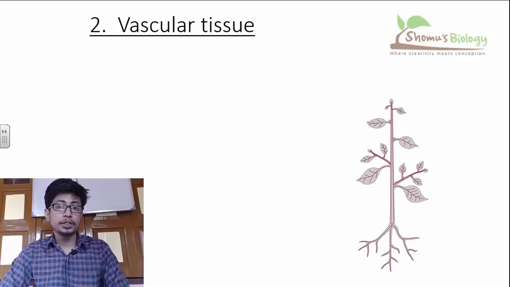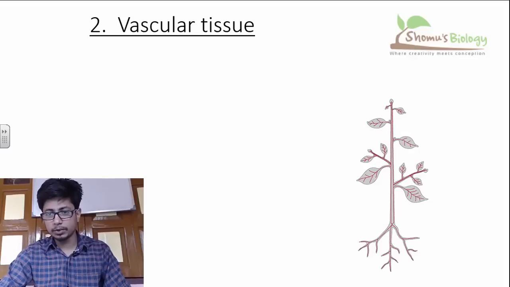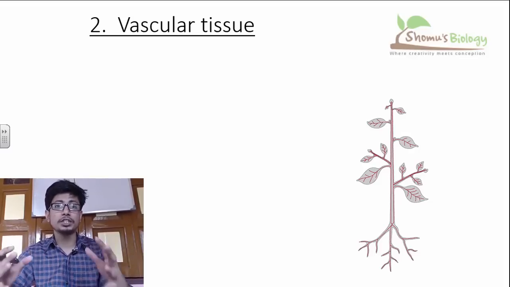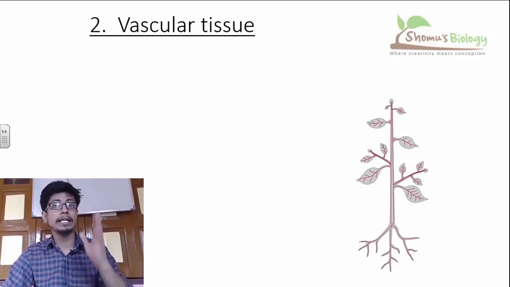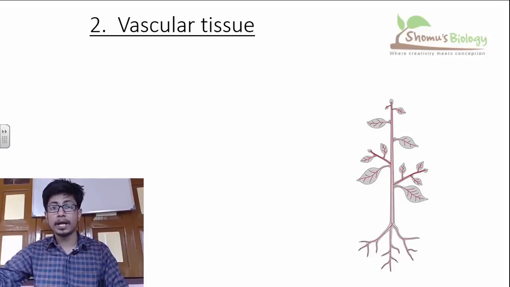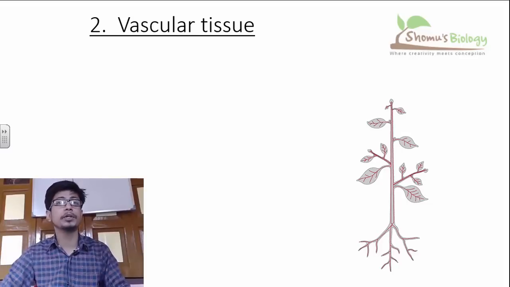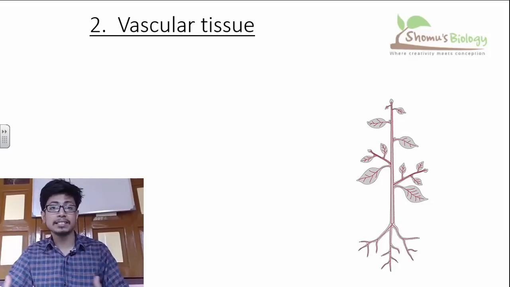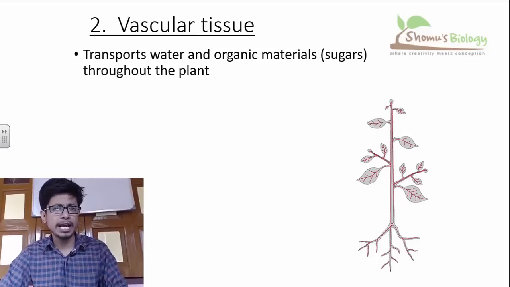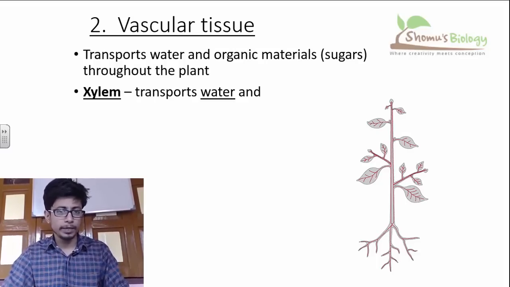Now the second type of tissues that we want to talk about are the vascular tissues. When you think of vascular tissues, you are thinking of the tissues that help plants take water from the soil to the top, as well as transfer the sugars that are produced in the leaf throughout the body of the plant. These are the vascular tissues. Examples are xylem and phloem, and both work in their own way.